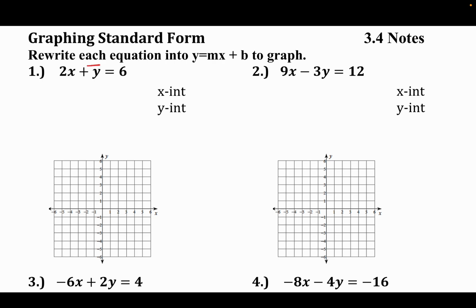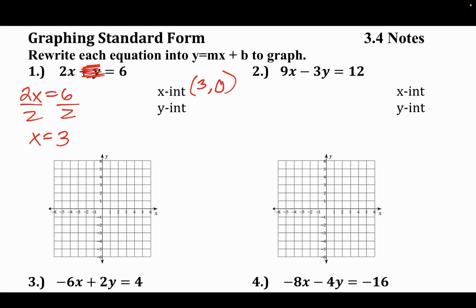I'm going to zero out the y, and I'm going to work this question out. 2x equals 6. Divide by 2, divide by 2. My x is 3. The reason that I could find my x is 3 was because I zeroed out the y.